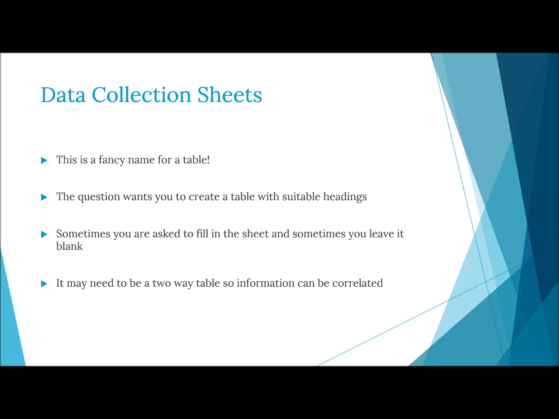A lot of the time you need to create some kind of two-way table, so actually you can check for the correlation of the information. So you might need to be able to record if a person is female and under 25. So is it possible to actually record the information?